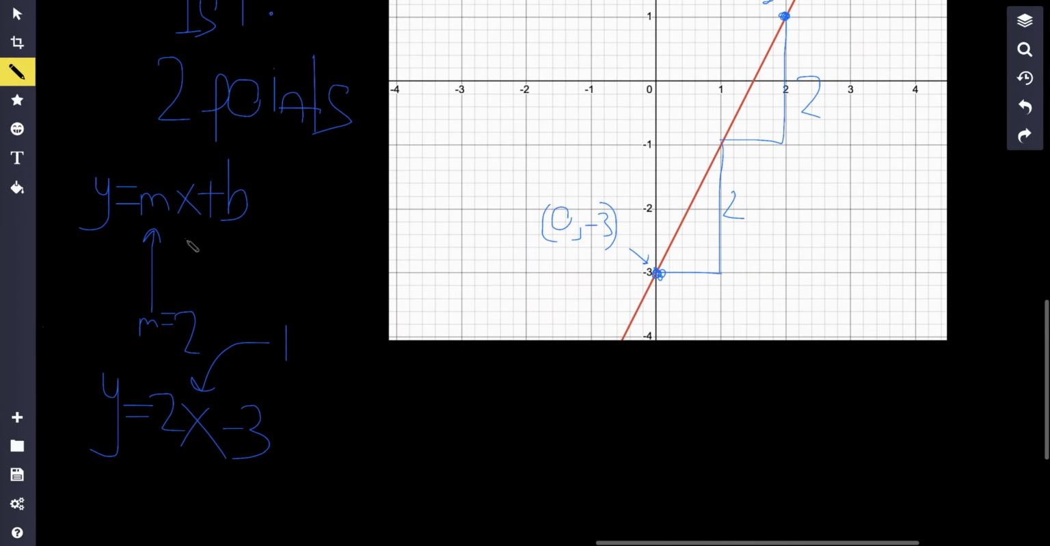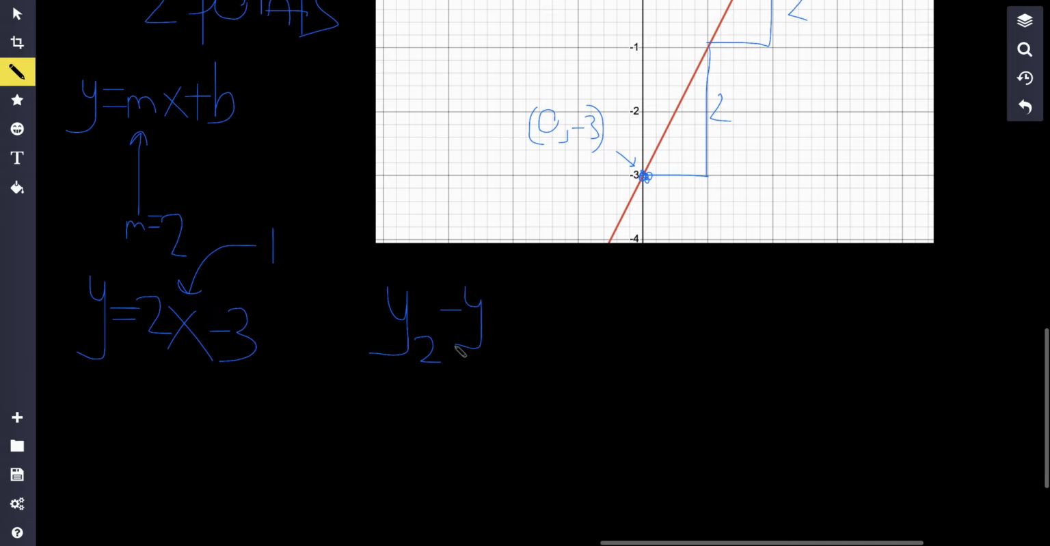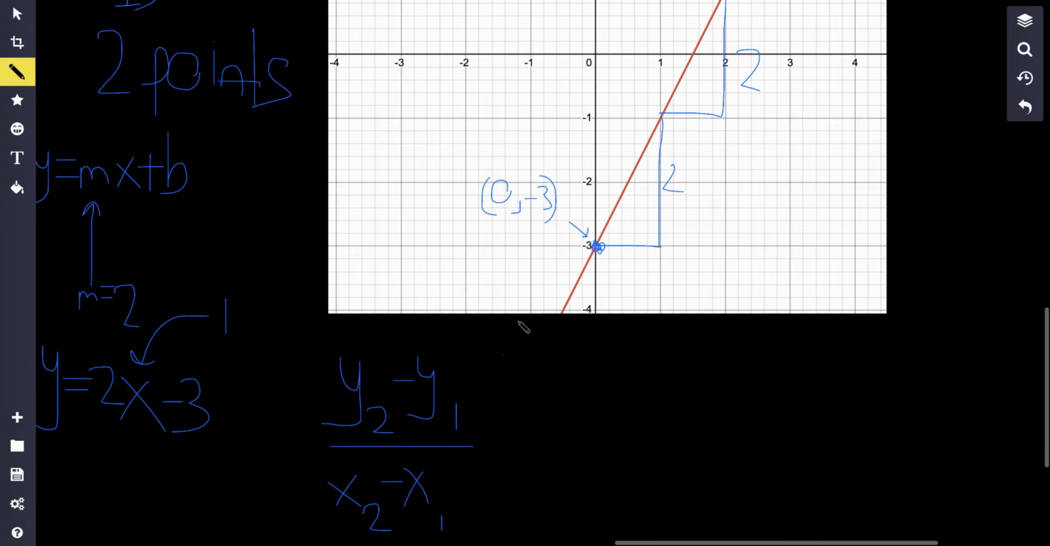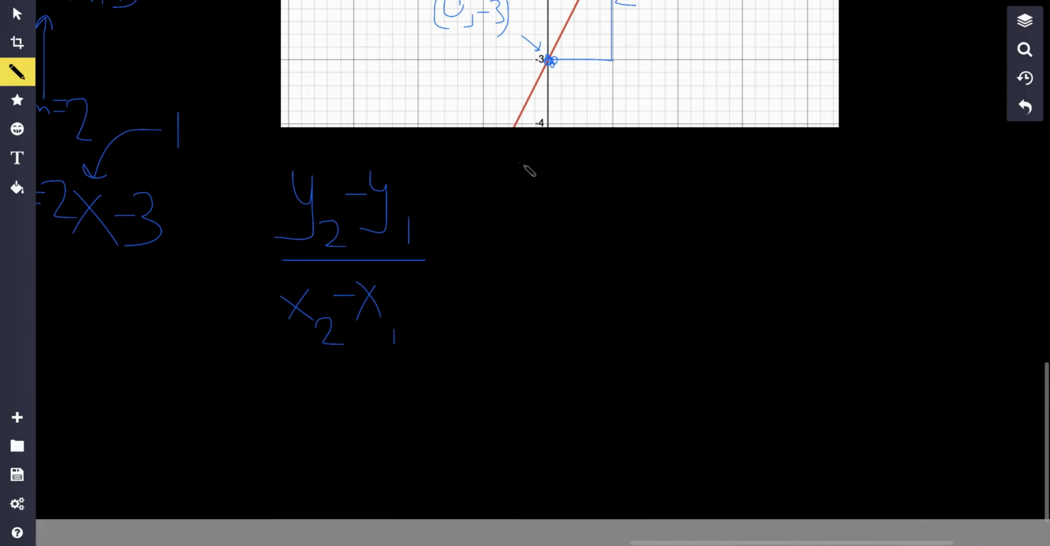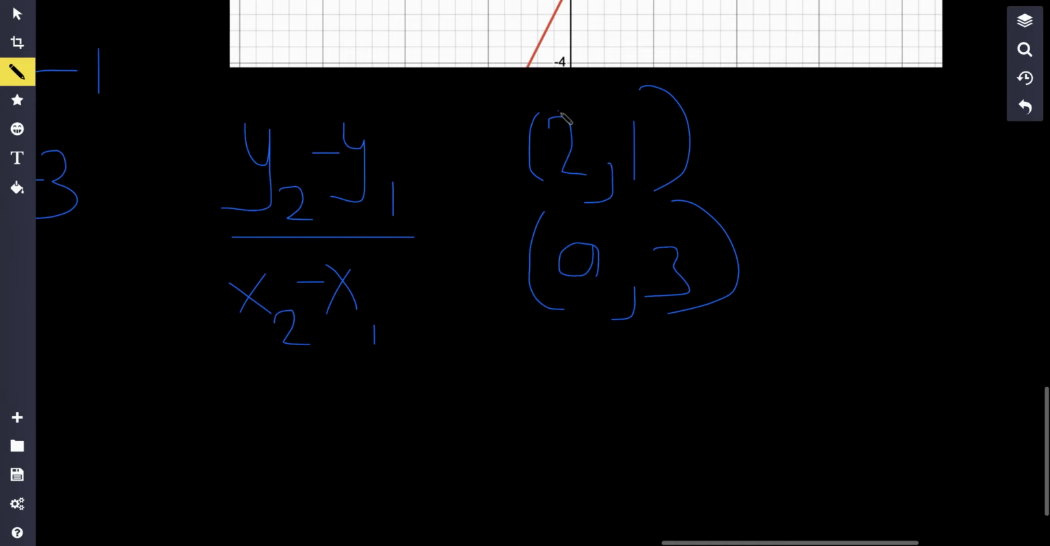Another way you could have done this problem, once again, you could have used the slope formula. y2 minus y1 over x2 minus x1. So in this case, we have 2 points. We have 2, 1, and we have 0, 3. So I'm going to label all of these points.